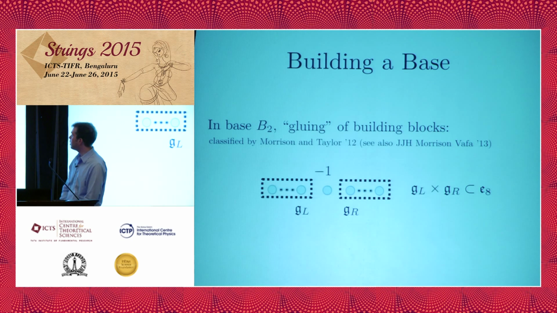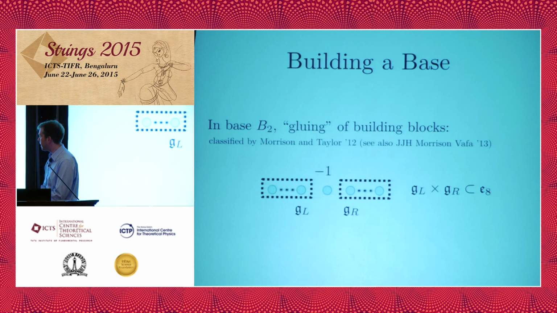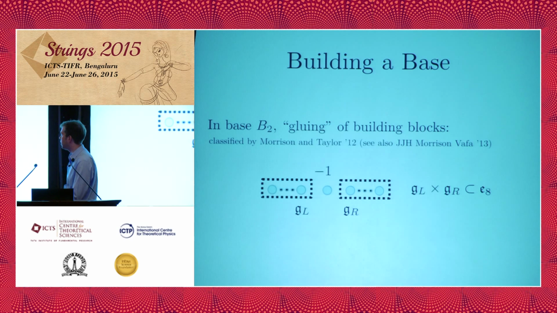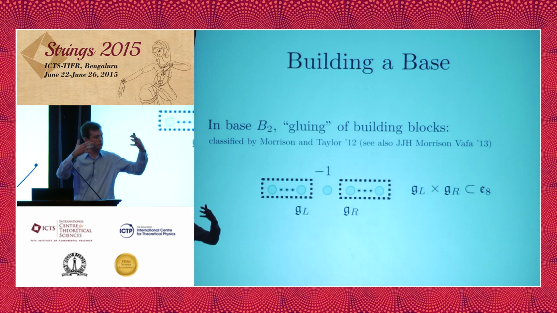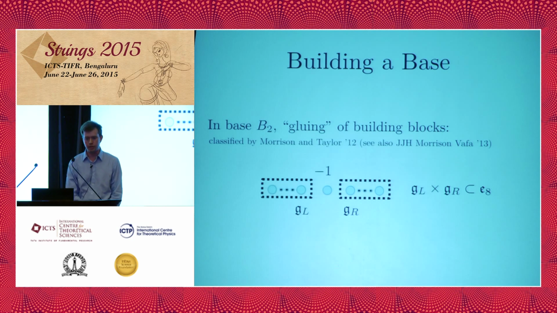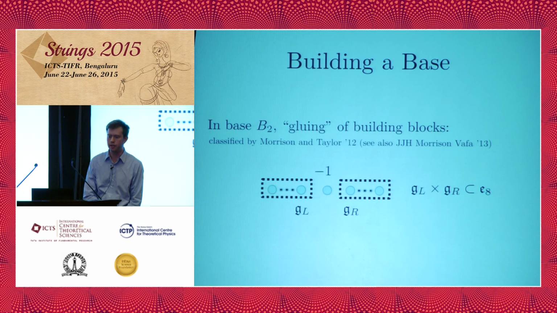And the basic glue that holds together the building blocks is the curve that has a self-intersection -1, which I've put here in this blue dot in the middle. And then to the left and the right, we have these other blocks that are going to be glued together. And the basic condition for gluing these things together properly is that if we look at the gauge symmetry on the left and the right, the product has to sit inside of E8.